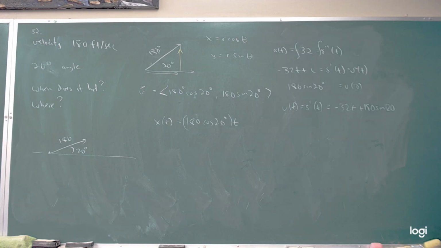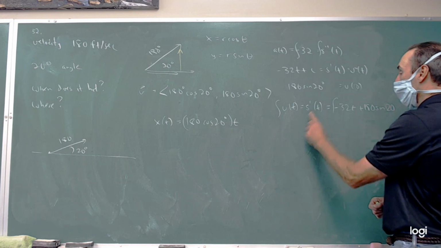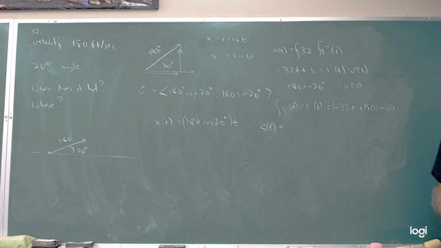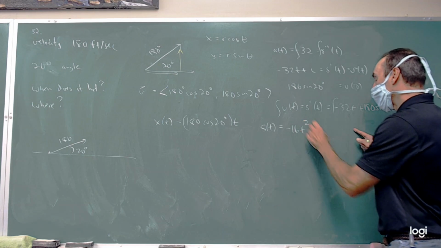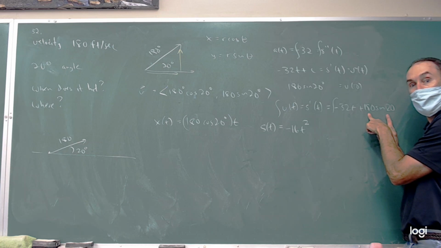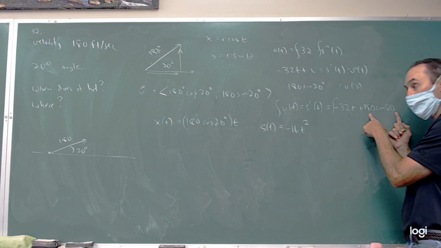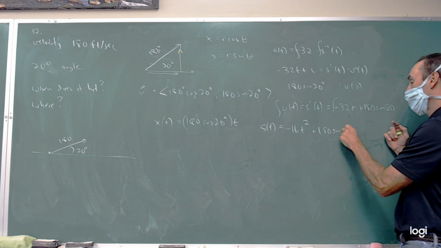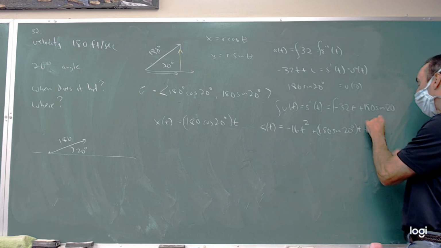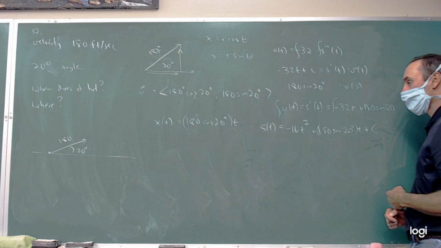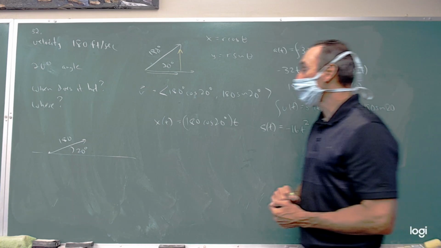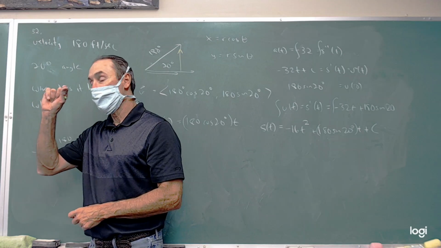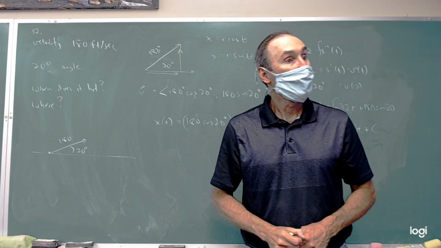So we integrate again. The integral of s prime is s. The integral of negative 32t with respect to t is going to be negative 16t squared. The integral of a constant, even though it's a weird constant, with respect to t is going to be that weird constant times t. And we get a third constant, the constant of integration. And s of 0, our position at time 0, because we are hitting this thing off the ground, is going to be 0.